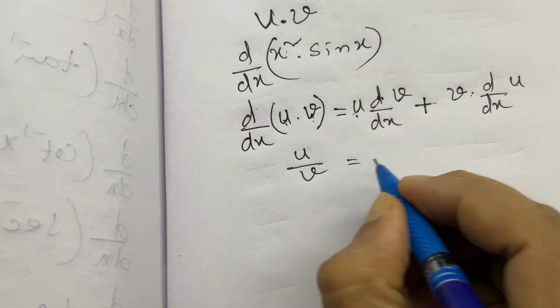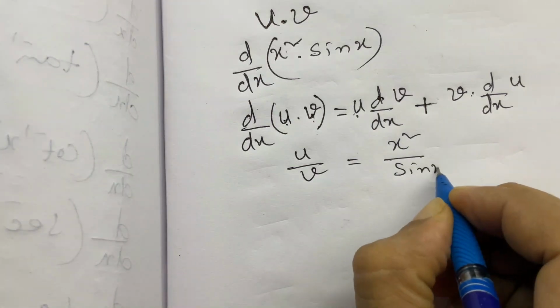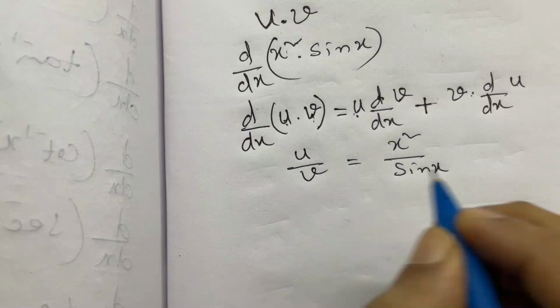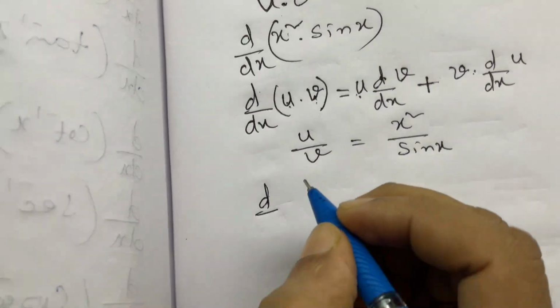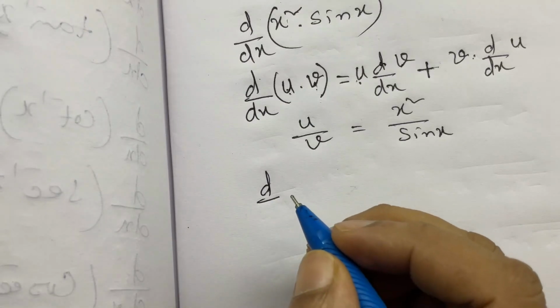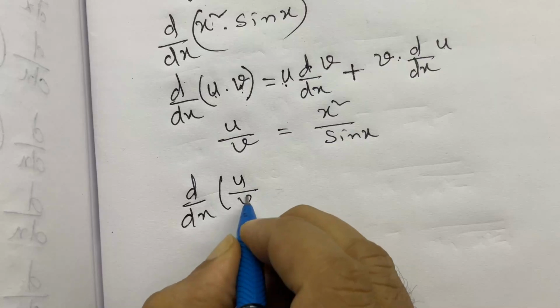What does it mean? Say your function is given as x square by sine x. So how to do the differentiation in this case? Let us write d/dx of u by v.